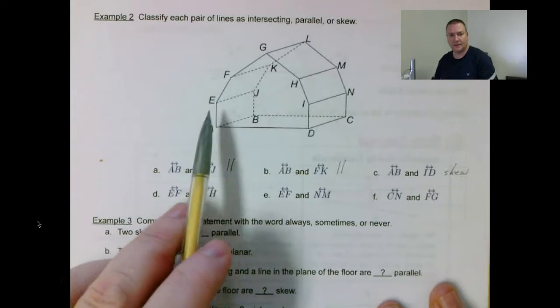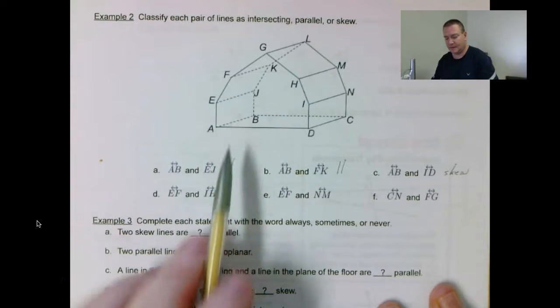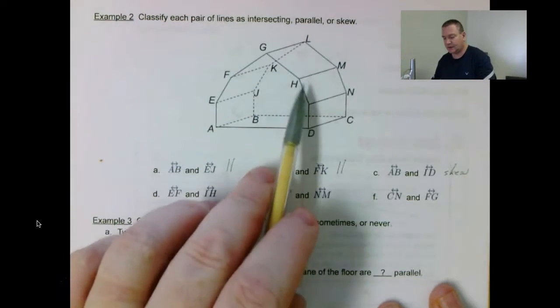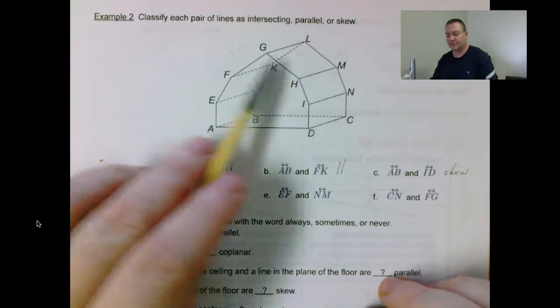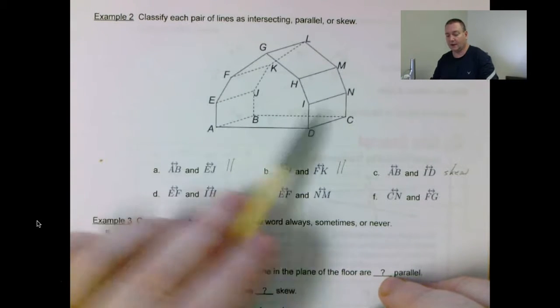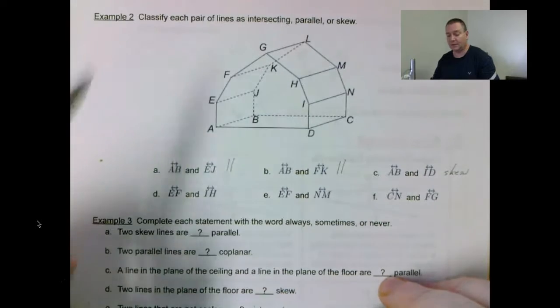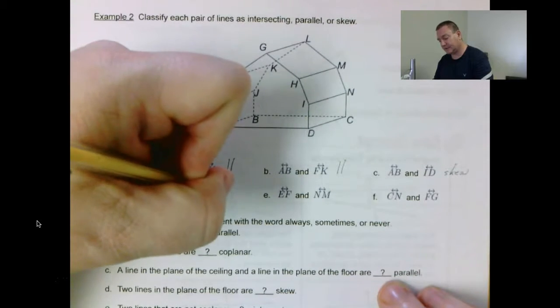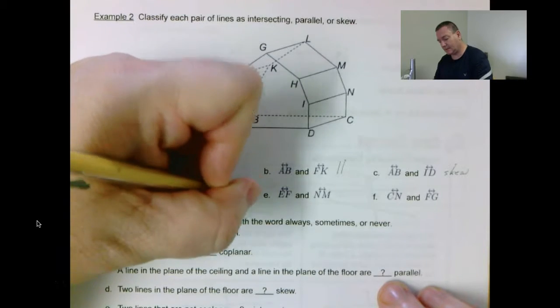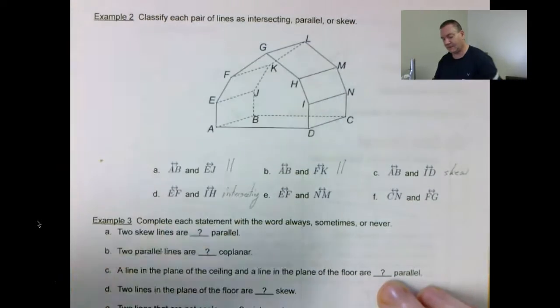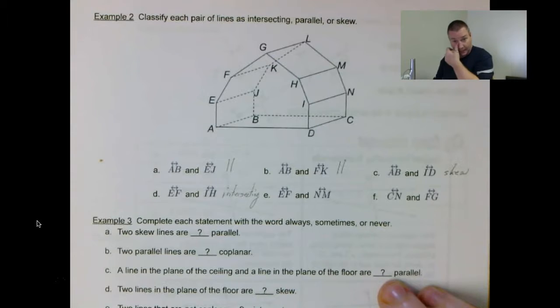EF is here. IH is here. They are in the plane of the front face. They're not parallel. They're coplanar, so they must be intersecting. Not on the page, but eventually they would intersect.